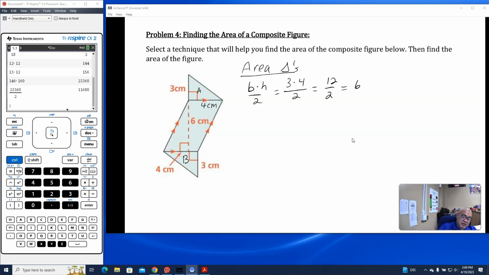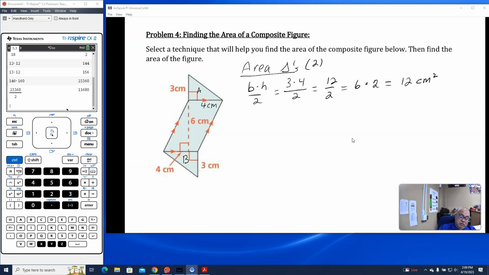And here's triangle B. Now, you notice it has the same dimensions, 3 by 4. So what I'm going to do is I'm just going to multiply by 2. So that's going to be 12 centimeters squared. And this is the area for the two triangles.